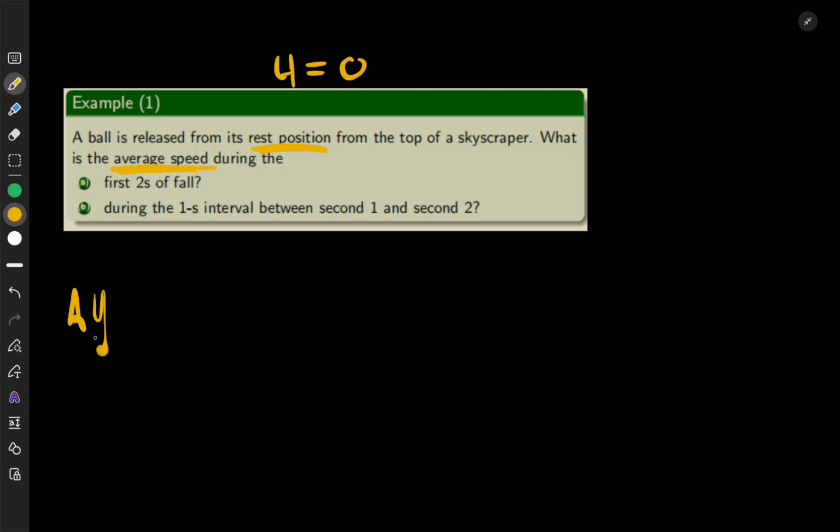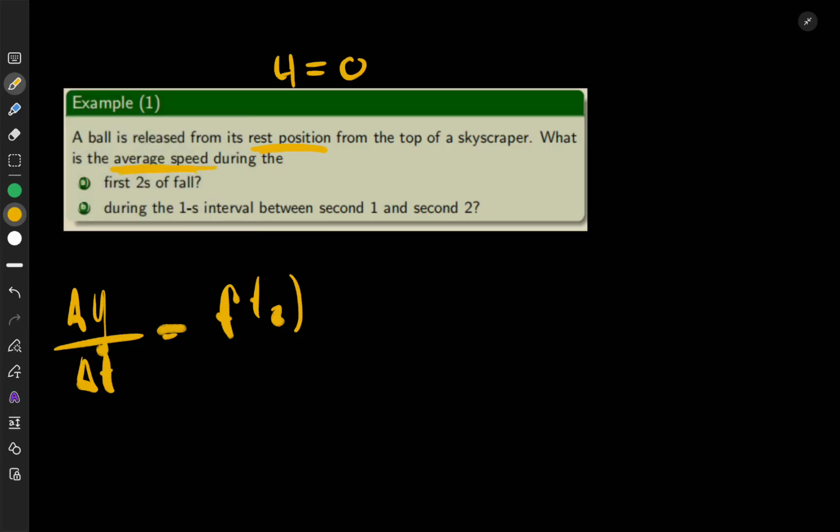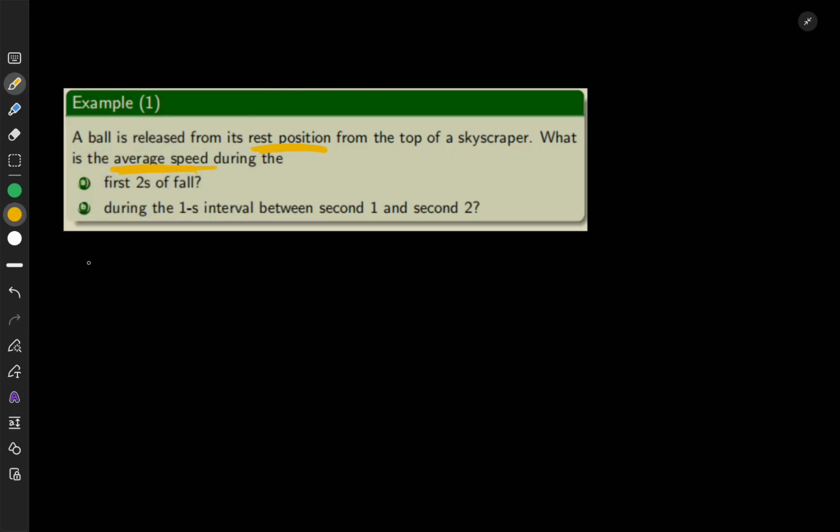So we say the average speed is delta y over delta t, which translates to f(t2) minus f(t1) over t2 minus t1. Now, you have to remember the formulas. If you remember the formulas, you have half the job done. Whenever things are falling in the air from a skyscraper, you use y as 4.9 t squared. If they don't give it to you, just remember that is the one you're going to use.